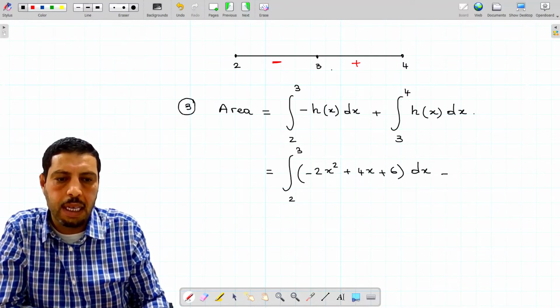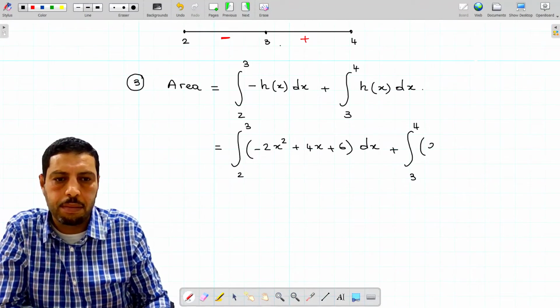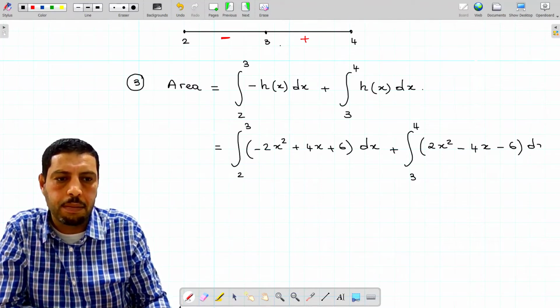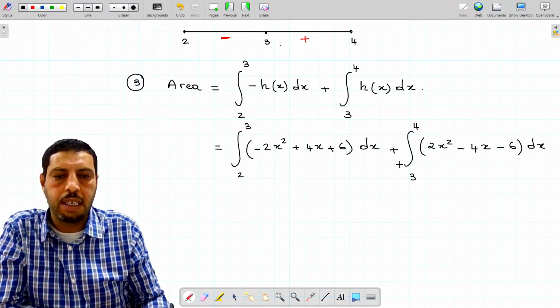And for the second integral, you will get the integral between 3 and 4 of h of x, which is 2x squared minus 4x minus 6 dx. Of course, the computation of these two integrals is easy since we have just polynomial functions.